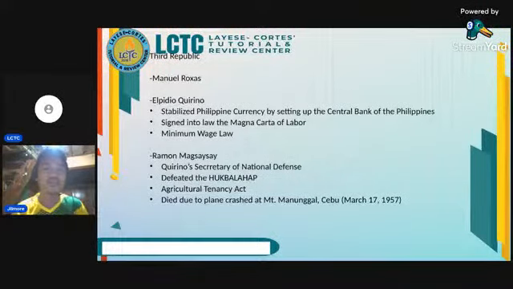That's Elpidio Quirino. Ramon Magsaysay was Quirino's Secretary of National Defense. He went against his former boss, okay? Because Elpidio Quirino could not keep his promise for the Huks. So, next, Ramon Magsaysay defeated the Hukbalahap, no? The leader of the Hukbalahap, Luis Taruc. And he was also the president who established the Agricultural Tenancy Act. Died due to a plane crash at Mount Manunggal, Cebu, March 17, 1957.